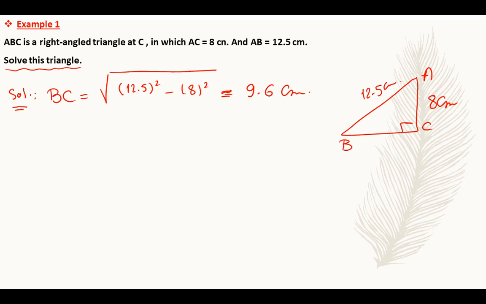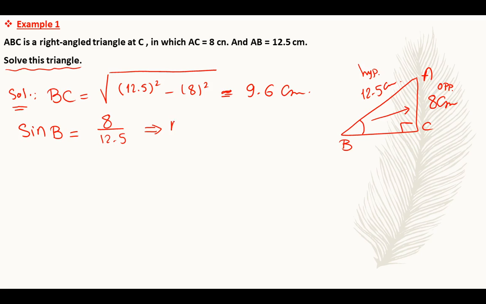Okay? Now we want to find the measure of angle B. This is the opposite of angle B, and this is the hypotenuse of the triangle. So we can write sine B here. Sine B equals opposite over hypotenuse, which is equal to 8 over 12.5. So sine B equals 8 over 12.5.